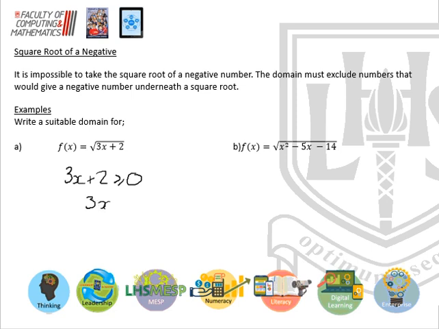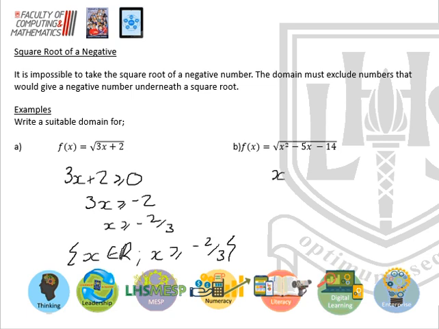Which means 3x has to be greater than minus 2, and that means x has to be greater than minus 2/3. So our domain is, well, x can be anything in the real numbers, but it has to be greater than or equal to minus 2/3. Otherwise, we are going to have a negative going under the square root, and it will not work in those real numbers.